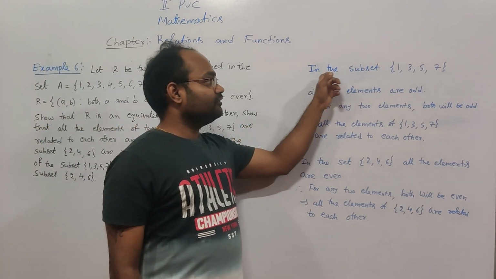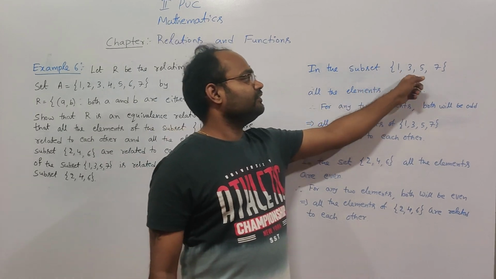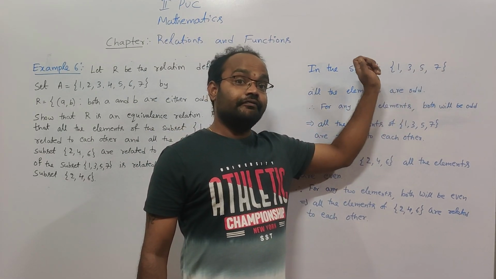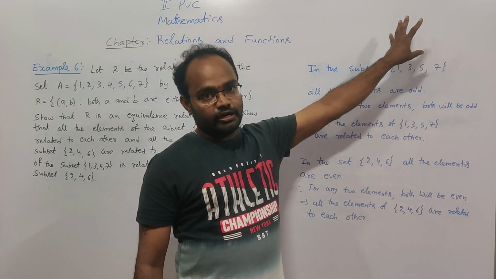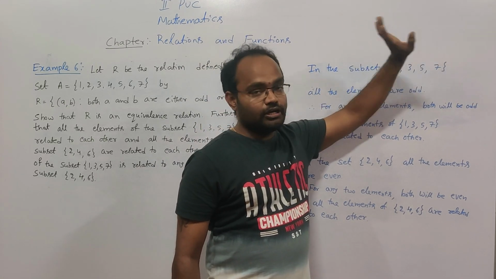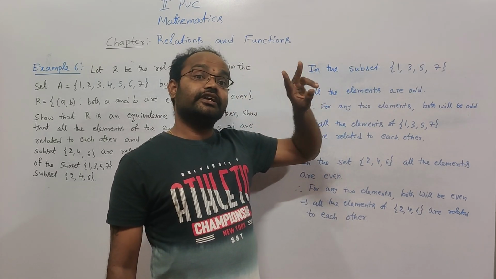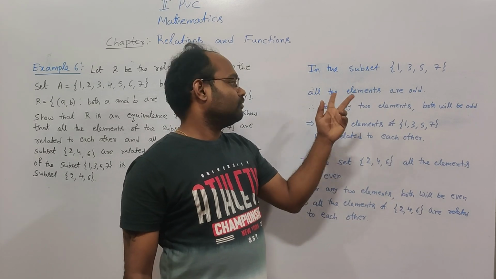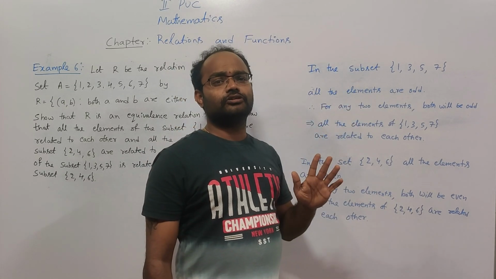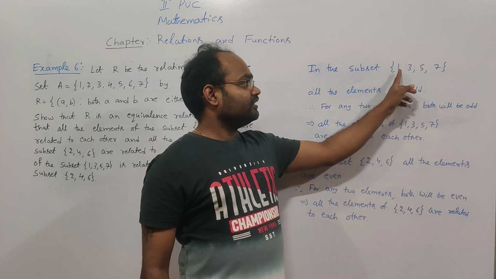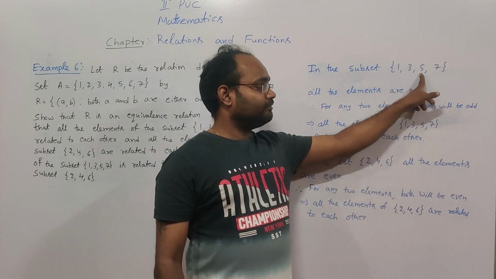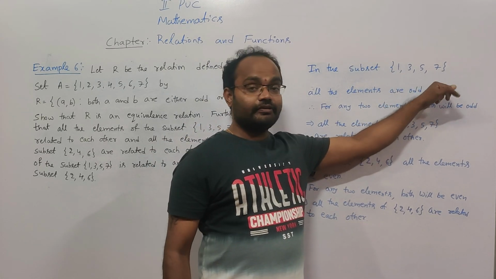That means in this subset what we can observe, 1 3 5 7, every element is an odd number. So all elements are odd numbers. Consider any two elements, an ordered pair, take any two elements. Consider either 1 and 3, both will be odd, 1 and 5 both will be odd, 5 3 and 7 both will be odd.